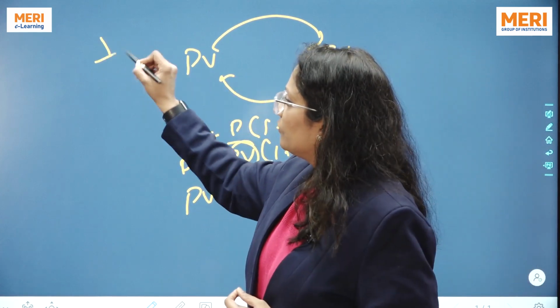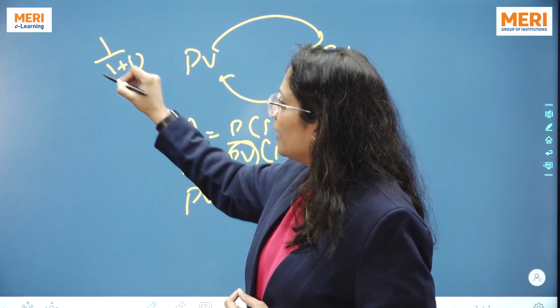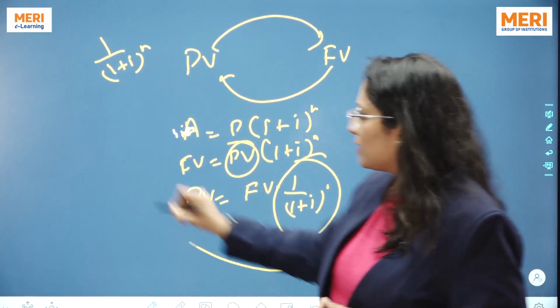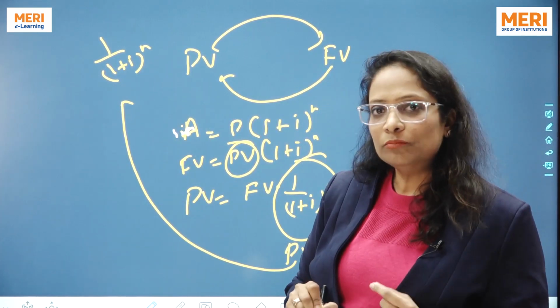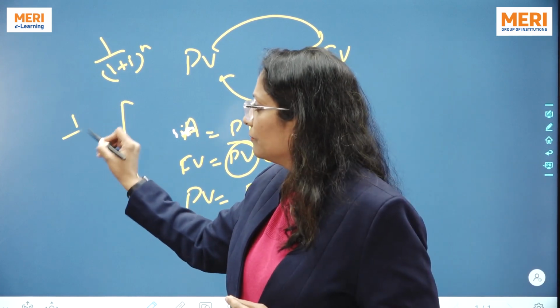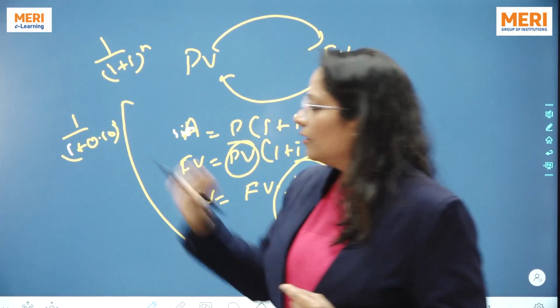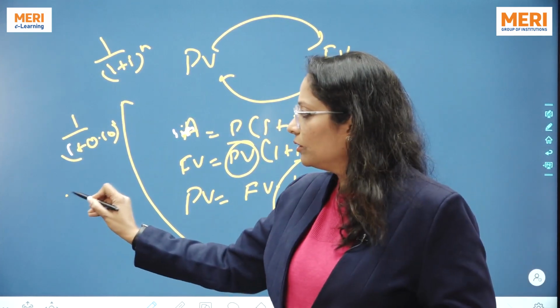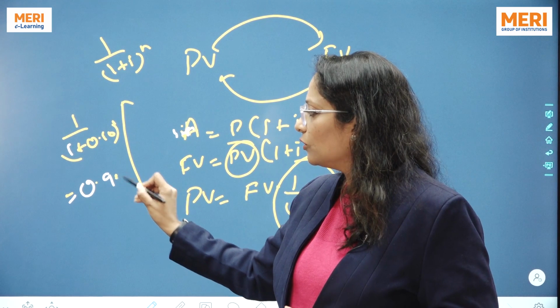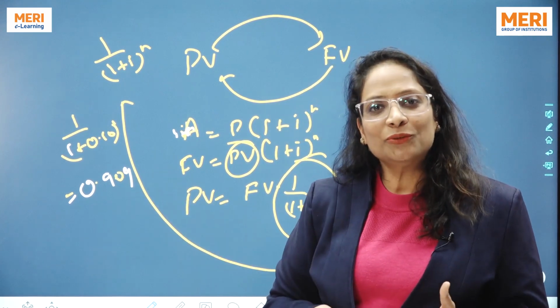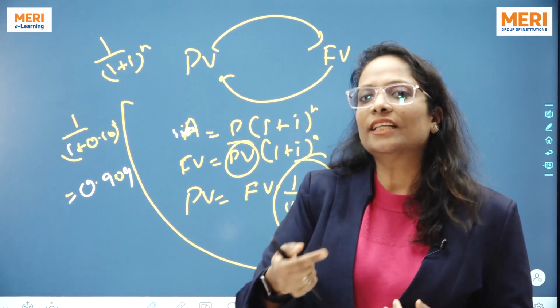So, this fraction is 1 plus I raised to the power n. I am showing you this present value factor. Let us assume the rate of interest to be 10%. So, 1 plus 0.10 raised to the power 1 will come out 0.909. What you have to do, just press equal to for the next year value.